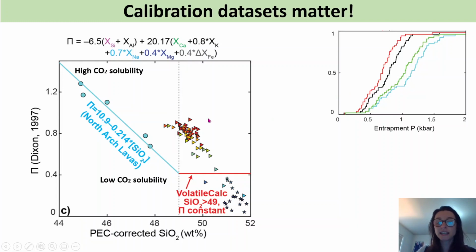So it's this simplistic relationship, where we assume Pi and silica follow the same trend as the North Arch lavas and then flatten out, that is causing VolatileCalc Basalt to overestimate saturation pressures in this scenario.